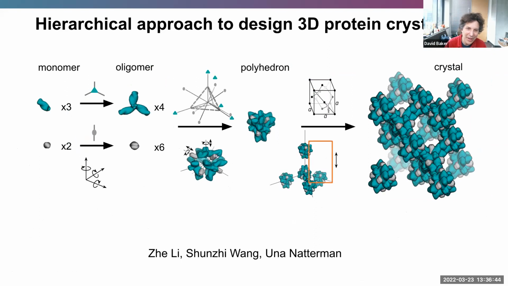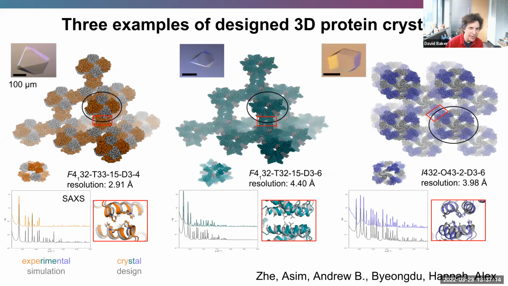A longstanding challenge in protein design that Li, Shenji Wang, and Una Natterman took on is the design of proteins which assemble into crystal lattices. So the challenge here is to design the crystal contacts. The way they did this was to use a hierarchical approach, starting with monomers, designing them into oligomers, and then into polyhedra, and then designing those polyhedra into crystals by designing interfaces between them. And the results are quite beautiful.